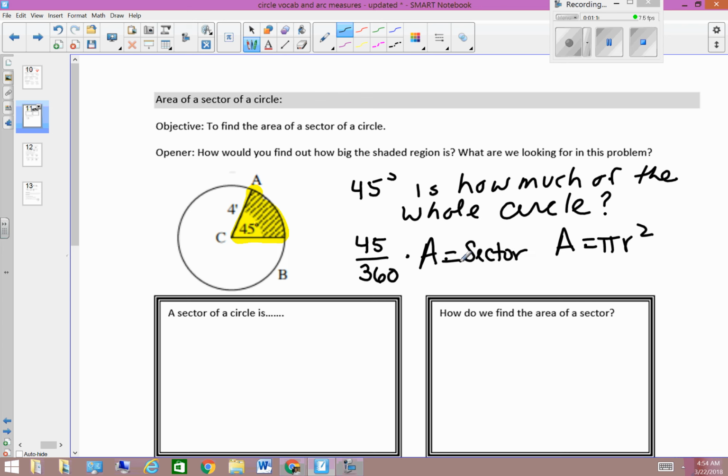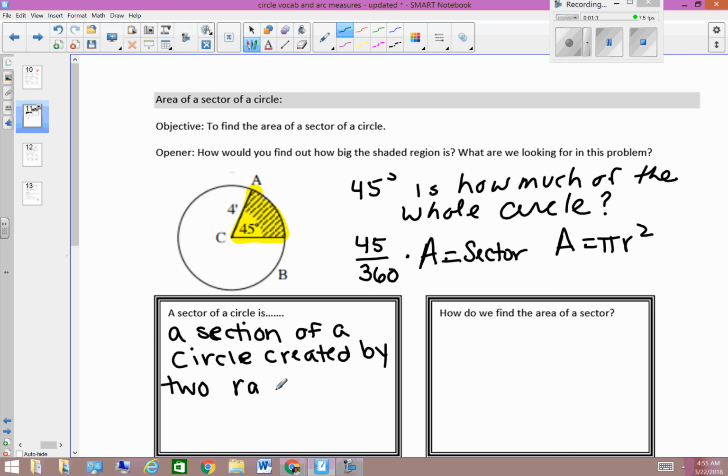When we're taking a piece of a circle, it's a section of the circle created by two radii. And I think of it as like a slice of pizza. That's what we're looking for. A slice of pizza. How much pizza are we getting? Okay, and how do we find it?